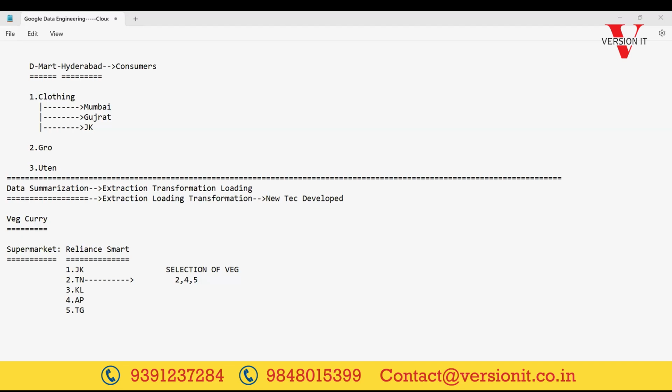Okay, guys, so now you got it. Selection of vegetables. So we have selected 2, 4, and 5. Now the vegetables are selected. What is the next process?